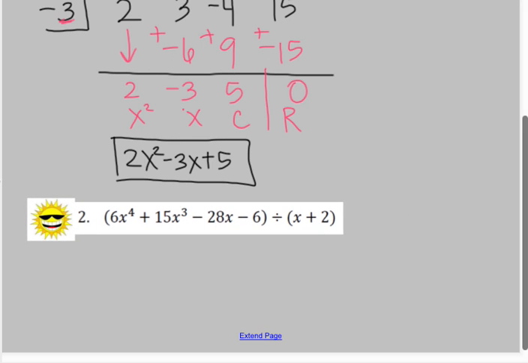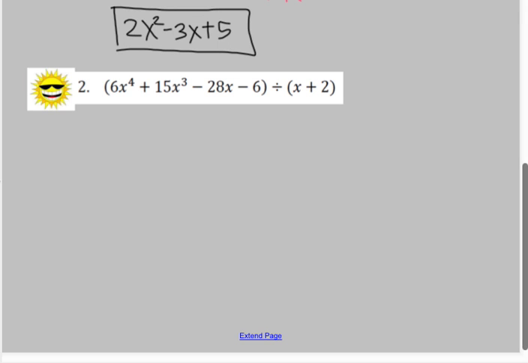Same type of idea. One thing that you should notice in example 2, though, is we have an x to the 4th, x to the 3rd, and then an x. So we have to put in a placeholder for x squared. So we have to remember to do that. So setting up my synthetic, it's x plus 2, so I'm going to have negative 2, and then I write out my terms. So I would have 6, 15. Now I have that placeholder for x squared, so 0, negative 28, negative 6.